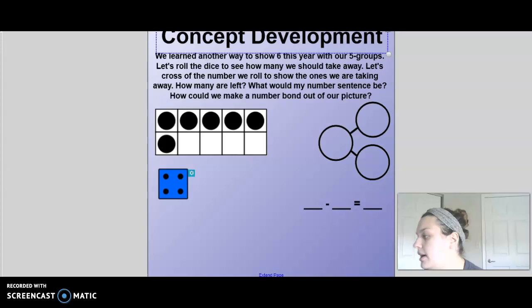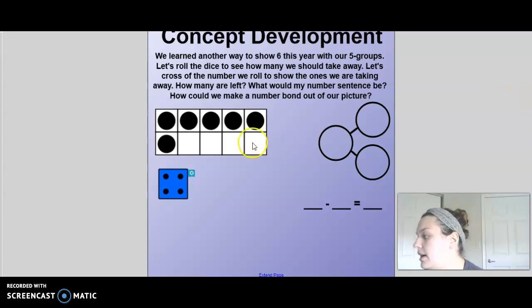Okay, here is our last one. I'm going to roll the dice for you. We're going to do the same thing we did last time. Okay, go ahead and use the picture or your noodles or Legos, whatever you have in front of you, to create a number bond and number sentence using the numbers on the screen.